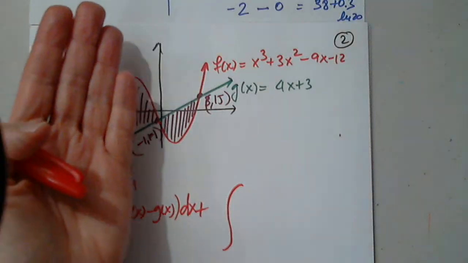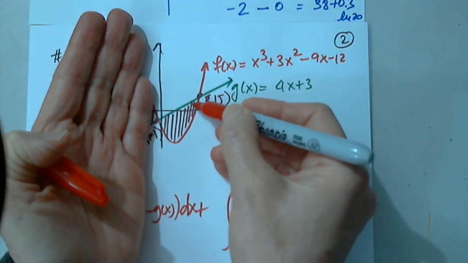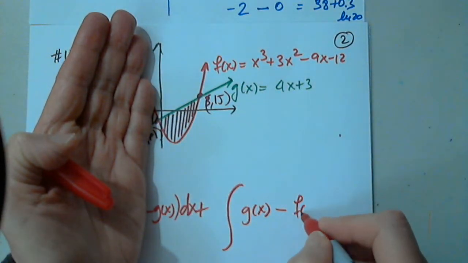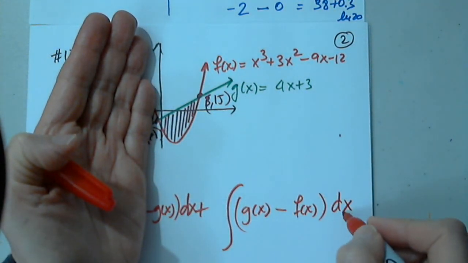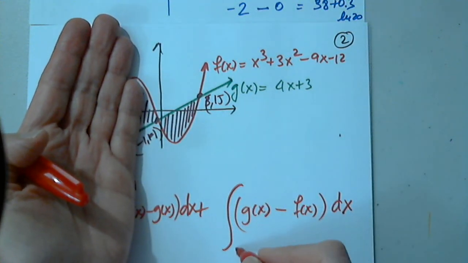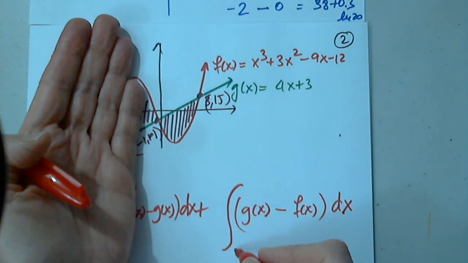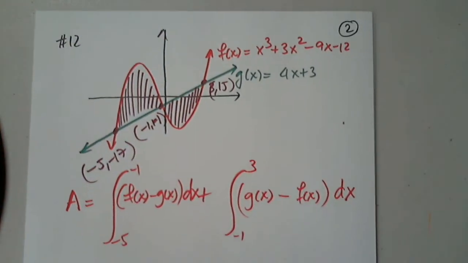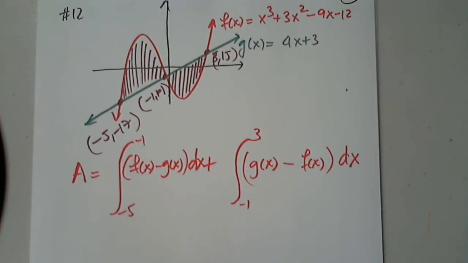Excellent, thank you. Now here, from the function above, which is g of x, minus the function found below, which is f of x, of course dx, from which x value till which x value? Anyone? -1 to 3. Very good. That's it. So this is how we find areas enclosed by curves or functions.